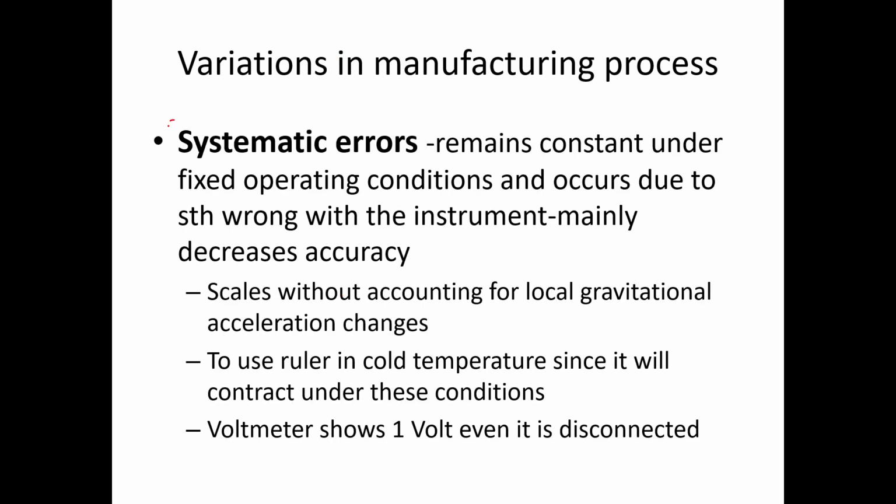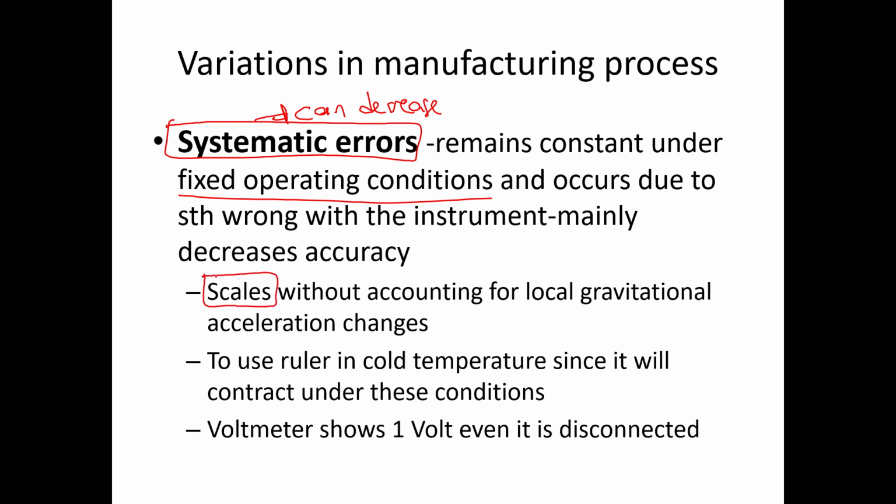And the other type of error is the systematic errors. But these systematic errors, you can control. Control means that you can decrease them. And these errors are constant under fixed operating conditions. For example, we have a scale that does not consider the variation of g. Let me say g is 9.81. It is not 9.81 everywhere. At some points it is 9.79, 9.83, but our scale doesn't consider it.